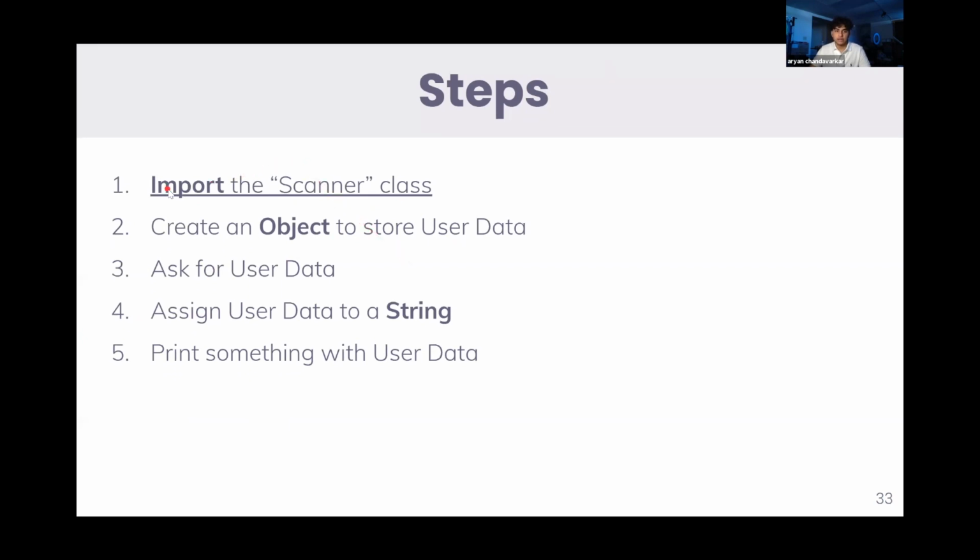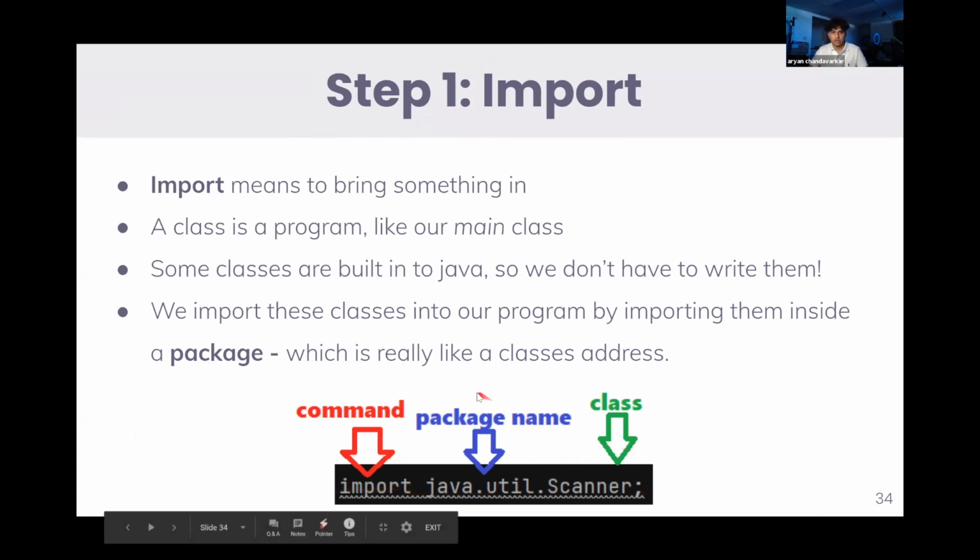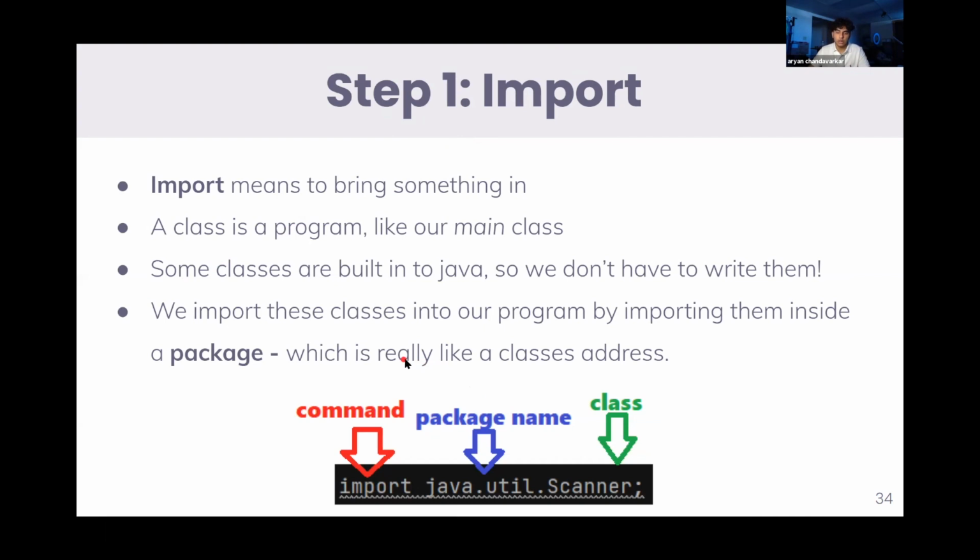So the first step is to import the scanner class. Now, what does this mean? Well, an import means to bring something in. And a class is just a program. It's like our main class. Whenever we create a new project, we create a new class. So each class is just a different word for a program. And programs do things. So some classes or some programs are built into Java, so we don't have to write them down every single time, but we have to find a way to access them.